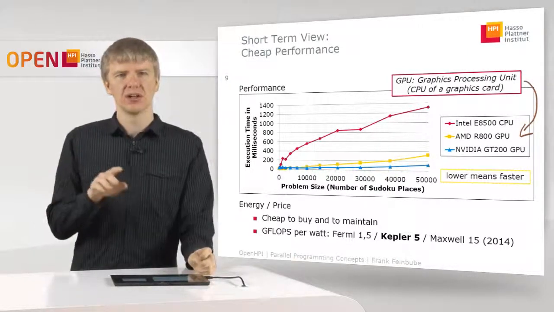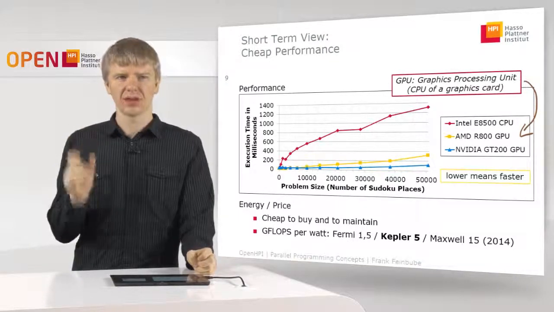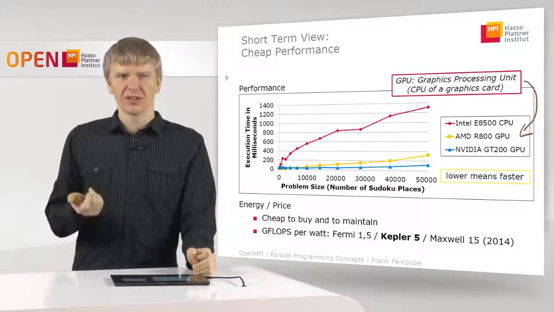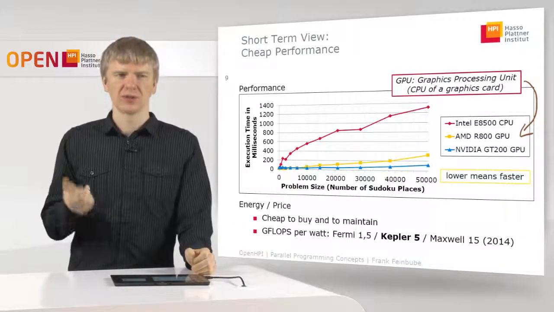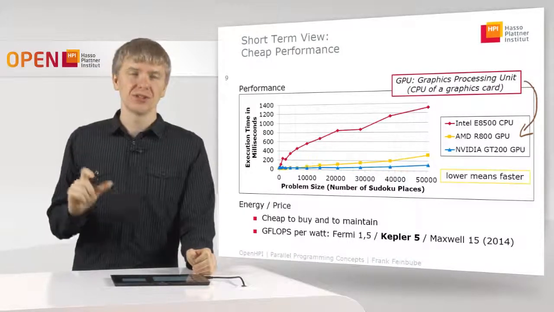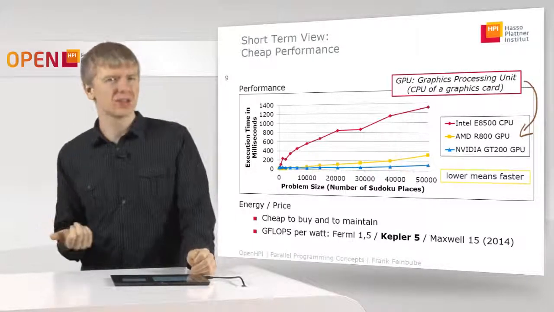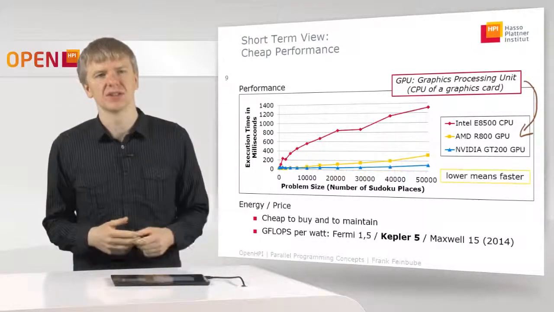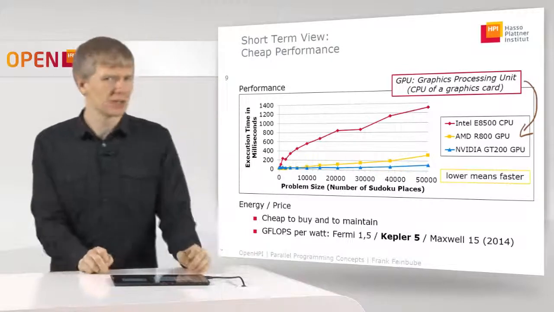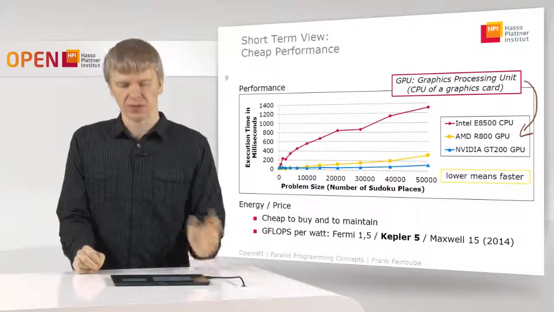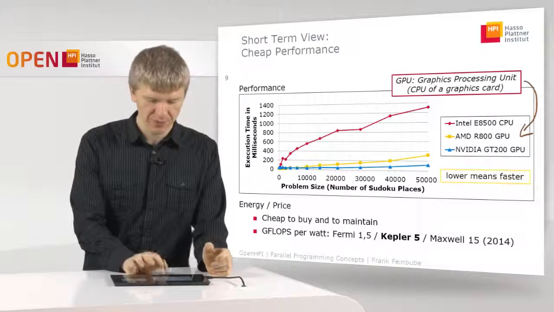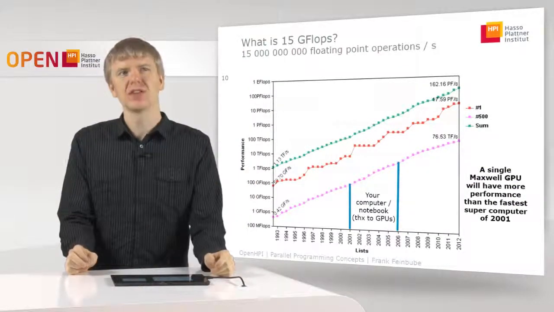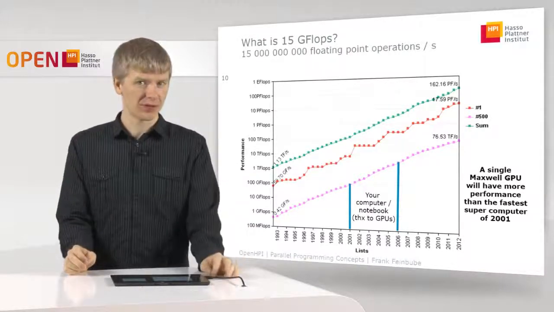And currently, we are at the Kepler architecture, and the Kepler architecture gets a very good gigaflops per watt ratio. That means for less energy, you get a lot of gigaflops out of it. And in 2014, this year, we will see Maxwell. And Maxwell will even have 15 gigaflops. So what is gigaflops actually? 15 gigaflops, for example, would be 15 and then 9 zeros floating point operations per second.